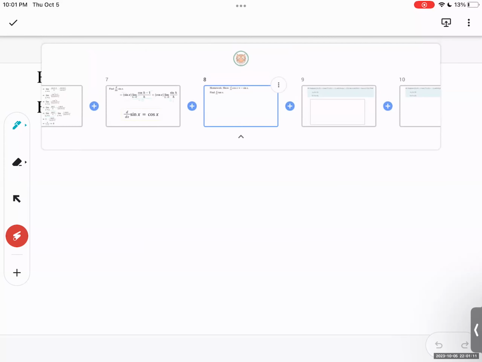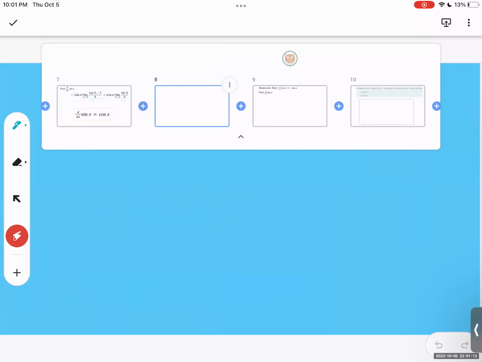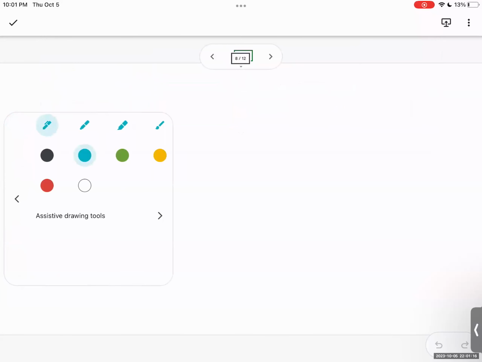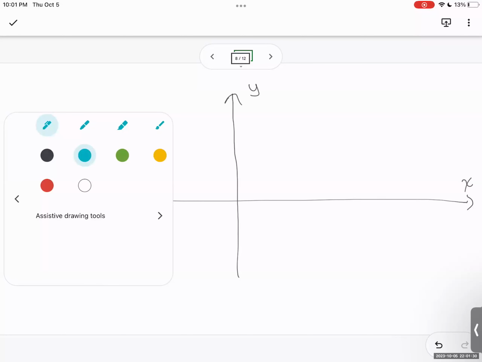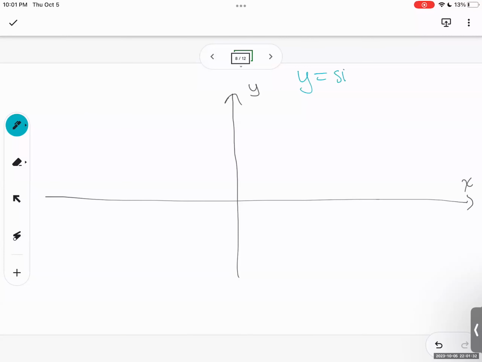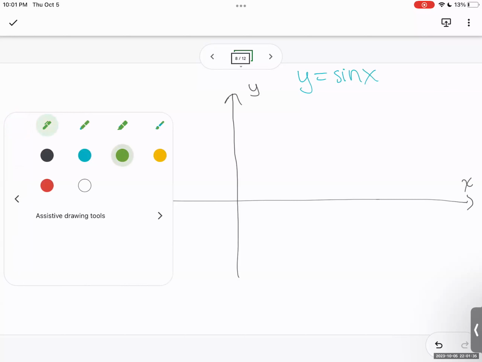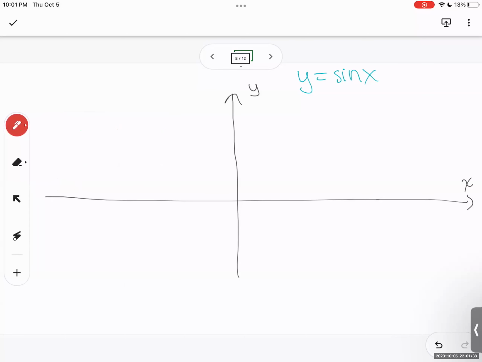Actually, before we do this, I'm going to insert a slide. And we're going to draw a quick sketch of the sine. So, y equals sine x, and then in green, or let's do red, it stands out a little better, y equals cosine x.